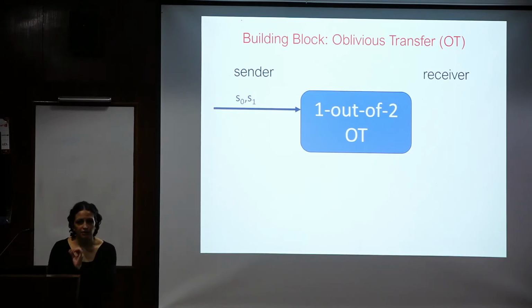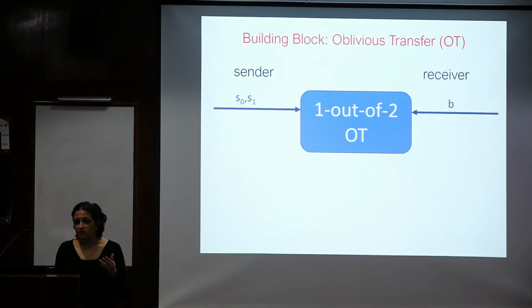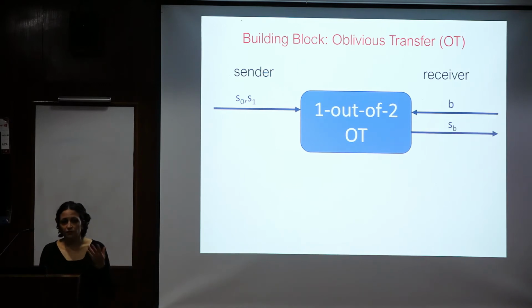We have a sender and a receiver. The sender has two strings or two bits, and the receiver has an input bit. And the goal is for the receiver to learn S sub B without learning anything about the other string, while the sender doesn't learn anything about the input bit of the receiver.